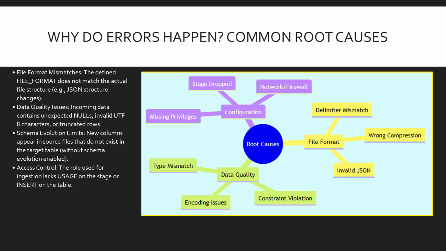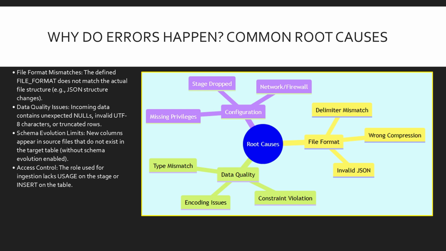Now, let's look at why these errors happen. A frequent culprit is a file format mismatch. If you define a CSV format expecting a comma delimiter but the file uses pipes, the load will fail or load garbage data. Data quality is another major driver. For example, invalid UTF-8 characters can halt a load unless you specify replace invalid characters. Also, consider schema drift. If your source sends new columns but your table isn't set up to evolve, ingestion might break or ignore data. Finally, always verify access control. A missing usage privilege on a stage will prevent access before data processing even begins.